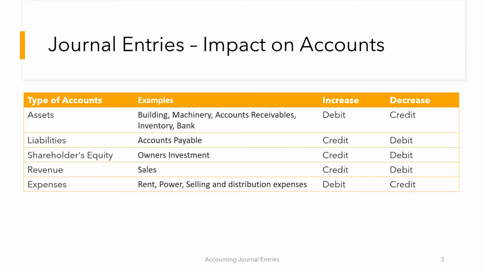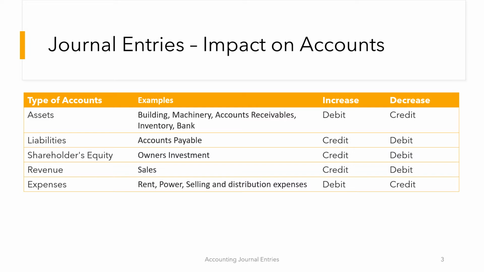Journal entries and their impact on accounts. So there are 5 different types of accounts, right? Your assets, liabilities, shareholders' equity, revenue or expenses. By nature of an asset, if you have to increase the balances, it is always debit. Assets in the form of building, machinery, accounts receivable, inventory, or bank balances. If you have to increase the asset balances, it is always debit.